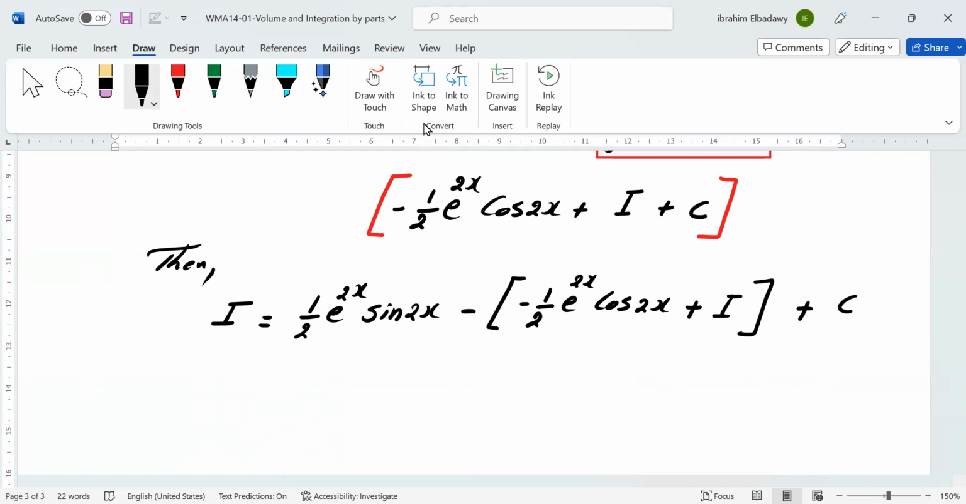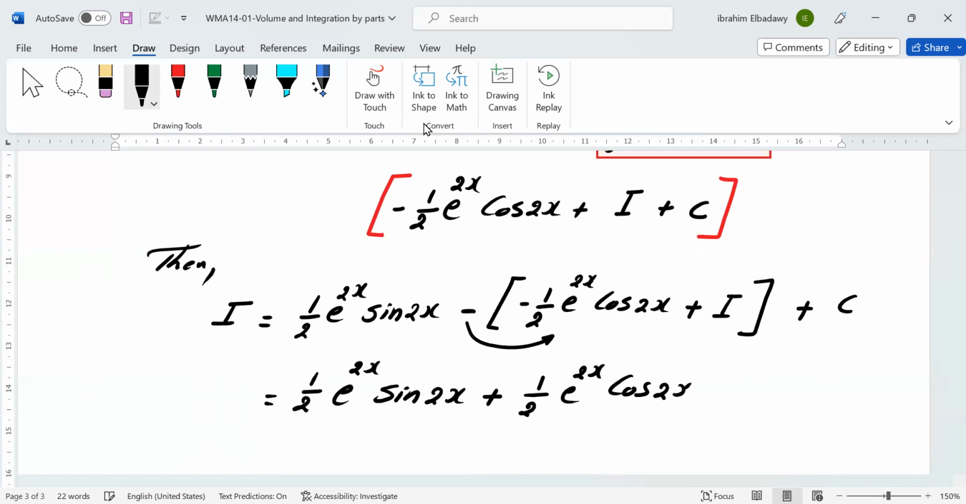It doesn't matter about negative or positive because it's already just a constant, so you can leave it outside. Here you can expand this bracket and multiply it by negative. It will be half e^2x sine 2x plus half e^2x cosine 2x minus I plus c. And here you have I. So you have I at the right side and the I on the left side here. So you can move the right side, which is negative, to the other side with opposite sign, which is positive.